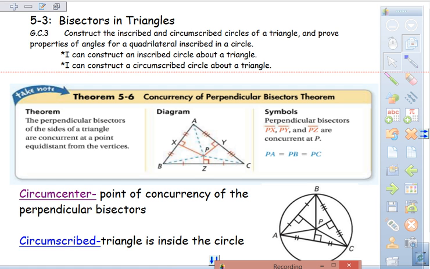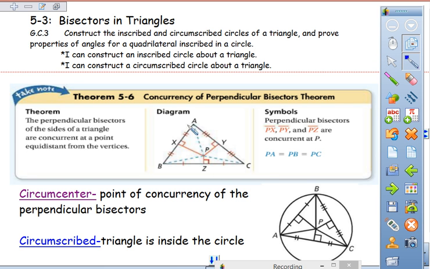Lesson 5.3, Bisectors and Triangles. Today we're going to be looking at circumcenters and incenters. A circumcenter is a point of concurrency of the perpendicular bisectors. So here's the concurrency of perpendicular bisectors theorem. The perpendicular bisectors of the sides of a triangle are concurrent at a point equidistant from the vertices.